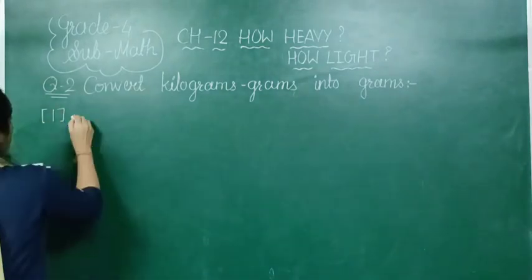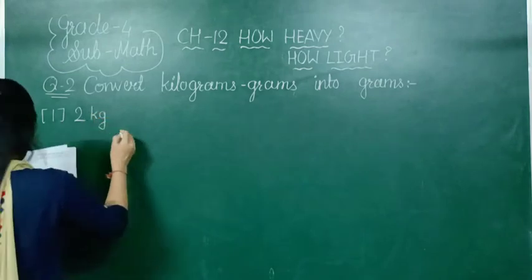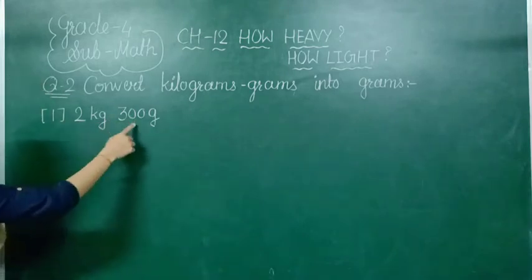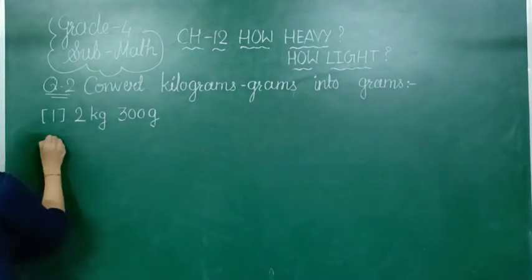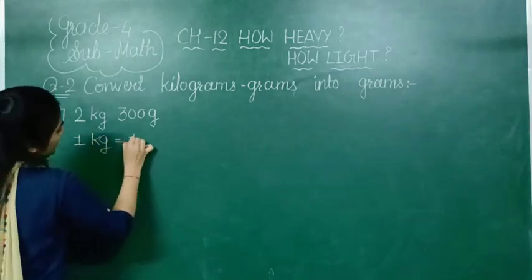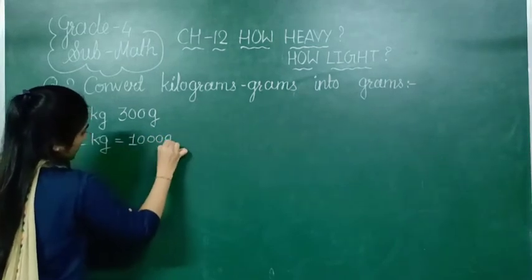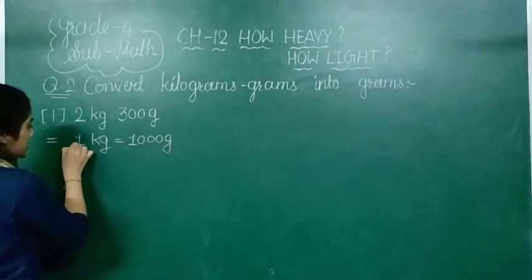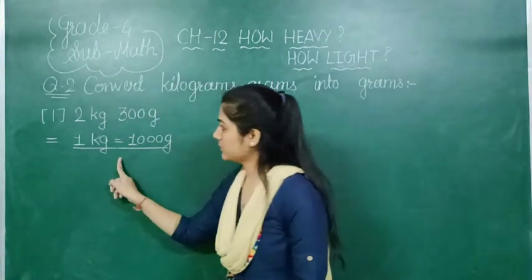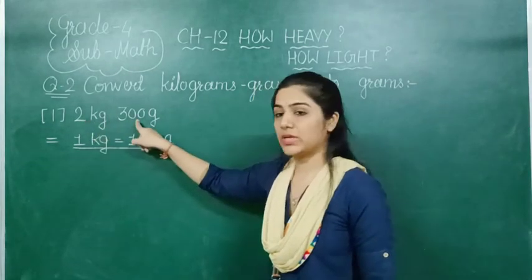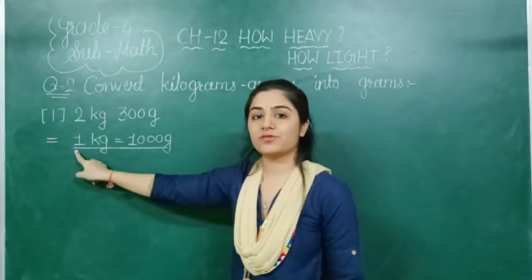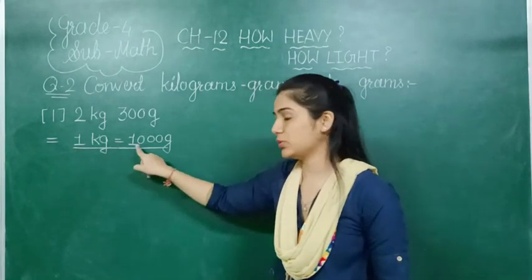The question is 2 kg and 300 gram. So first we will write the formula, which is 1 kg is equals to 1000 gram. We are mentioning this formula in this sum and mention this formula with this underline. Again I am repeating, 2 kg and 300 gram is your question and we are writing this formula, means we are mentioning this formula in each and every sum. 1 kg is equals to 1000 gram.